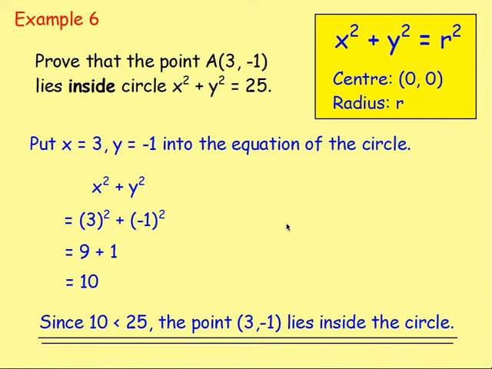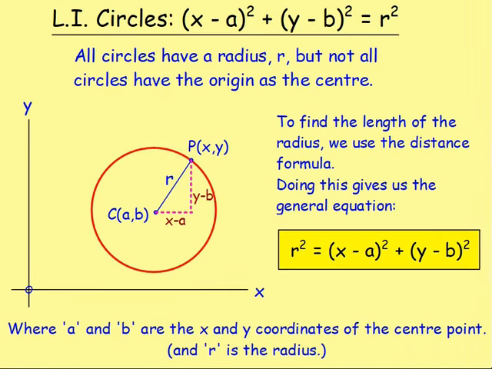This example here proved that the point lies inside. It was very similar, but what we did was we substituted the values in, and we got a value less than what it was equal to. So we had 10 here, and because 10 was less than the 25, it means the point would lie inside the circle. After that, for lesson 2, we went on to circles where the origin is not the centre of the circle.